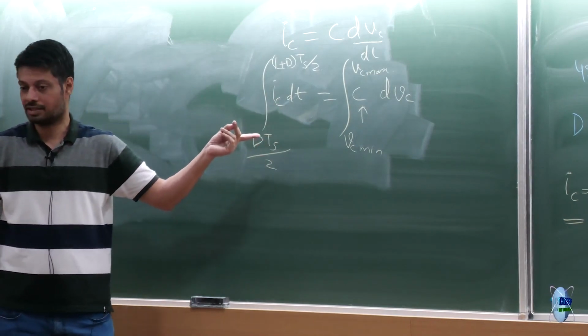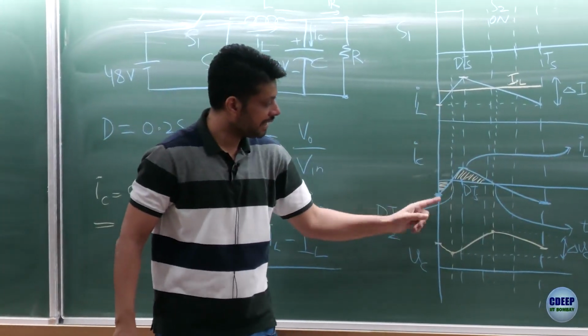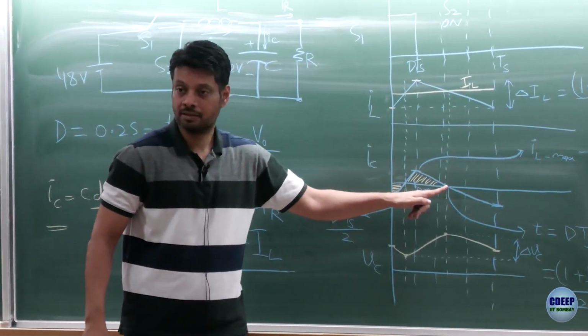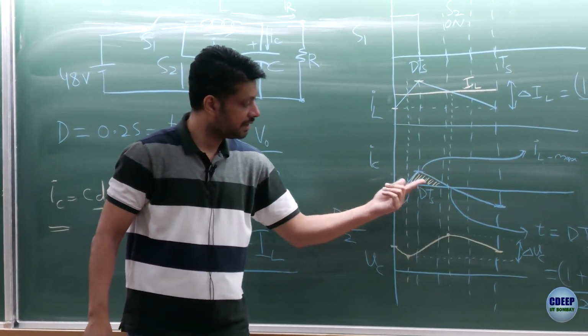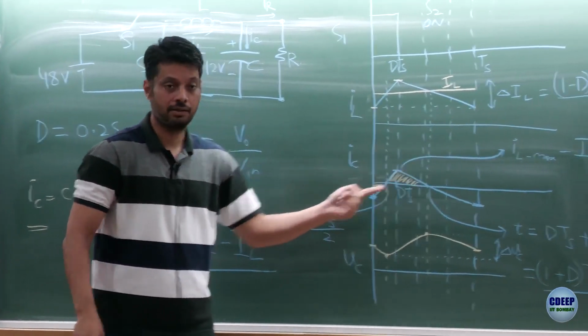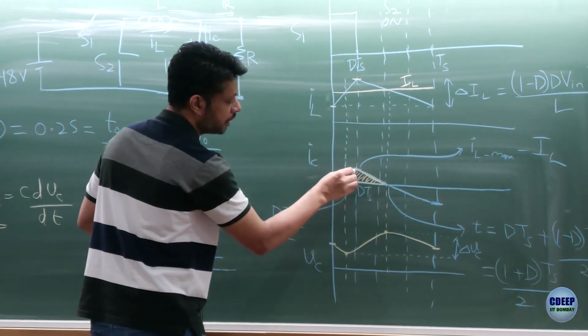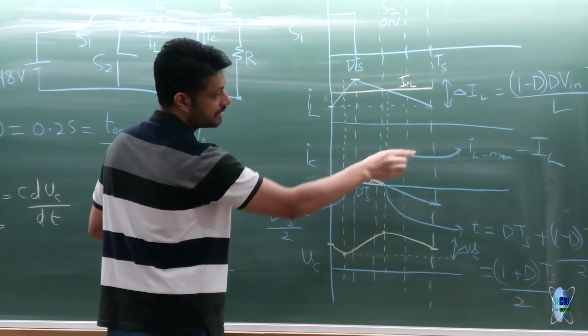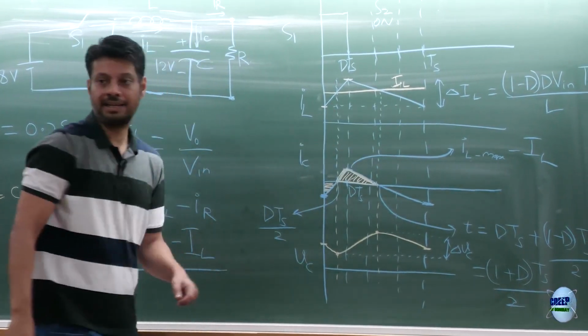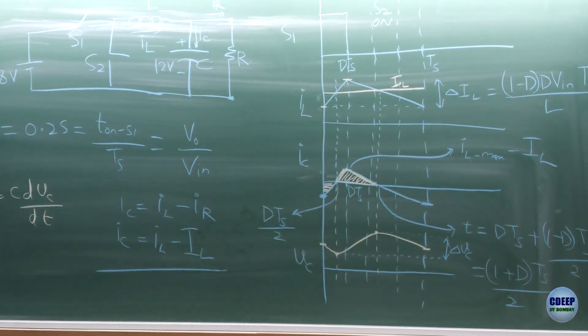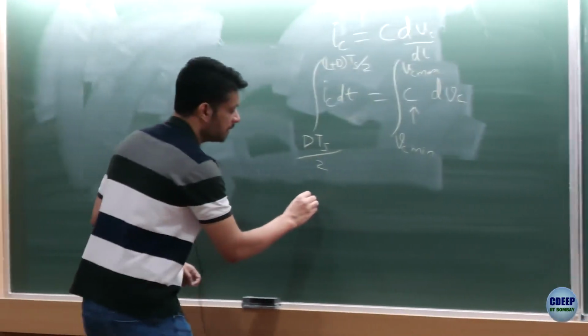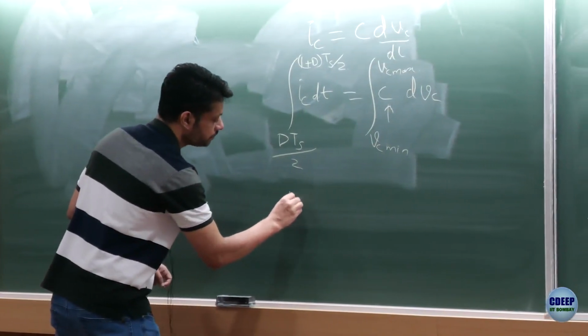IC is not a constant, right. IC is actually changing. So when you integrate from this point to this point, right, you have to find the area under this small triangle, right. You have to find the area under this triangle, which you can find because you already know what is the Imax, right. You know the Imax, you know delta I, so you can find the expression for delta Vc. Can anyone find out what is delta Vc?